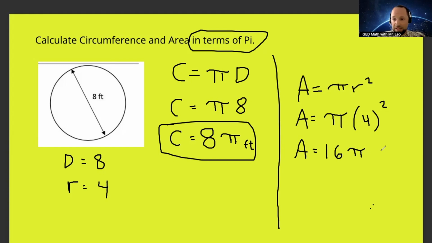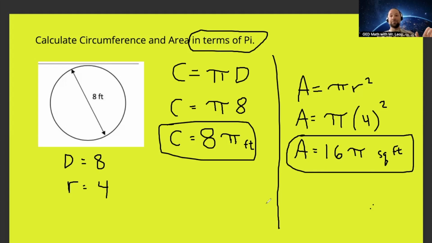That's it. I guess we should say square feet to be thorough. The area of this circle is 16 pi square feet. Look at that. That is a valid answer. Okay, let's look at some more.